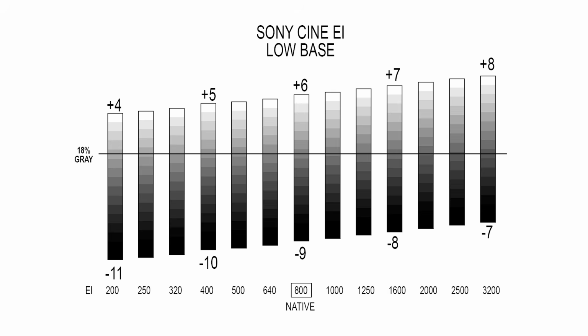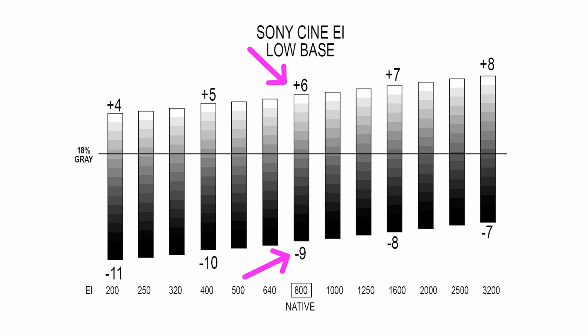I'm shooting this on an FX3. I also typically work with an FX6. Both of them have the same dynamic range. We're working at ISO 800, which is base. We have 6 stops of highlights above middle gray, and we have 9 stops of shadows below middle gray.